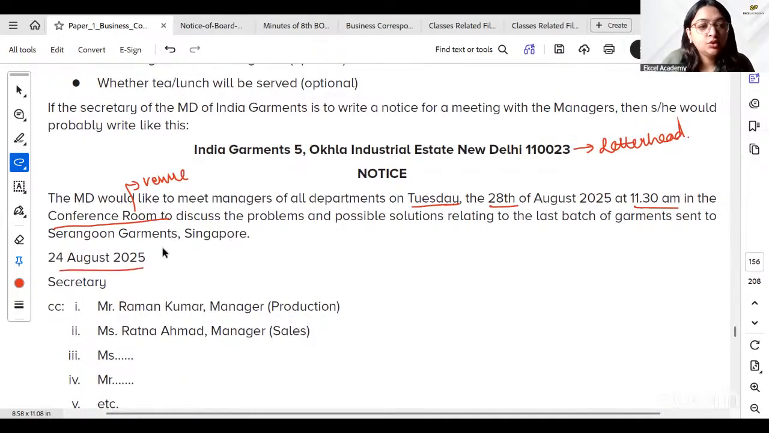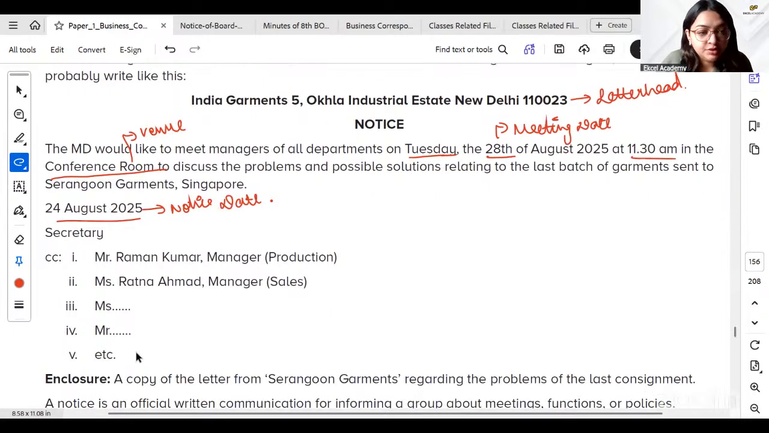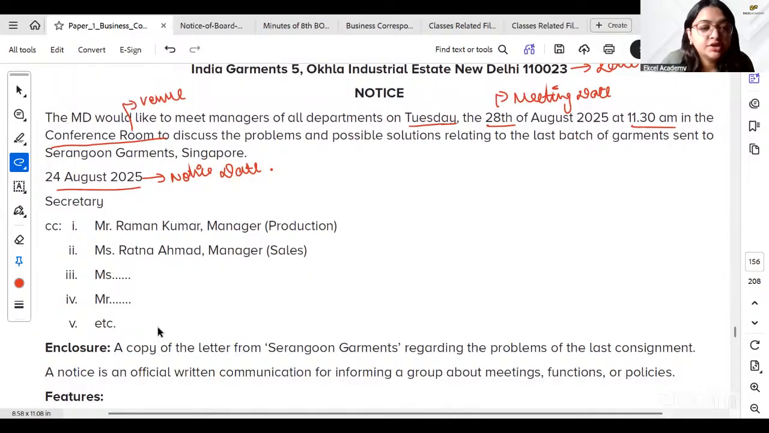Then you have this is the notice. Okay, so this is your meeting date, correct? This is your meeting date, and this is your notice date. Okay, you see, is this sent with a shorter notice? Yes. Why? Because this is just sent 4 days prior to the meeting. All right. Then you have the list of people to whom you are sending the agenda notice.